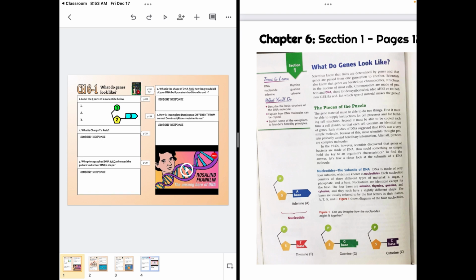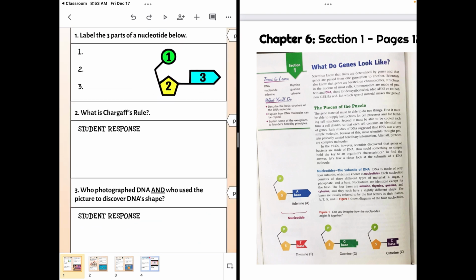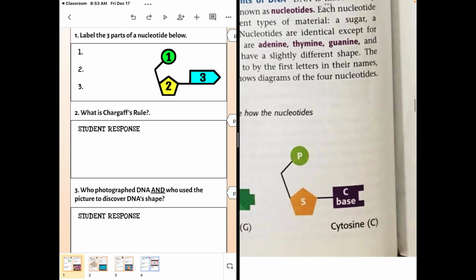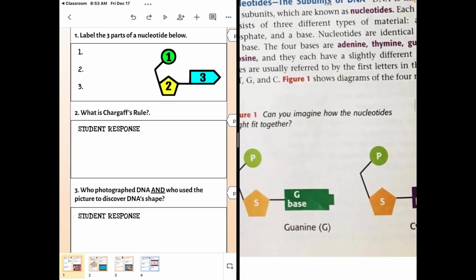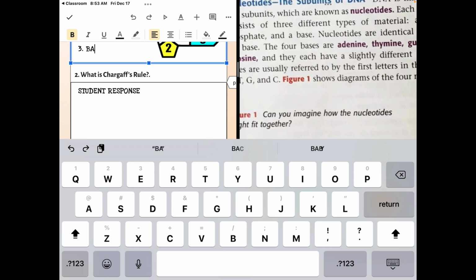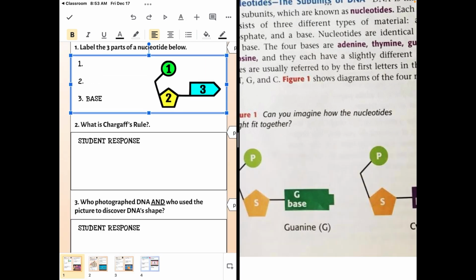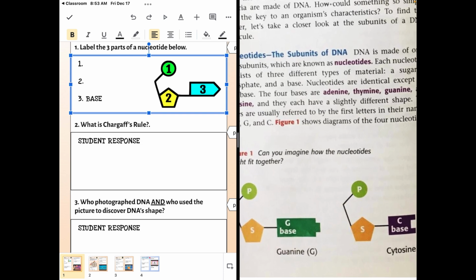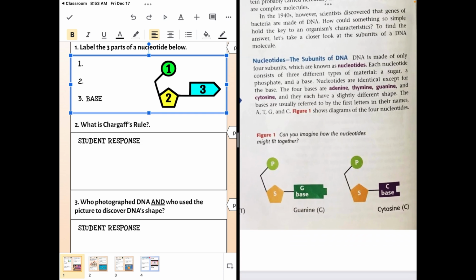Nucleotides are the basic parts of DNA, and they come in 4 flavors: adenine, thymine, guanine, and cytosine. The last part, the third part, is a base, and that's the part that can change. The P and the S here stand for something that's the same in all nucleotides. So each nucleotide consists of 3 different types of material, and you keep reading to figure out what those are.